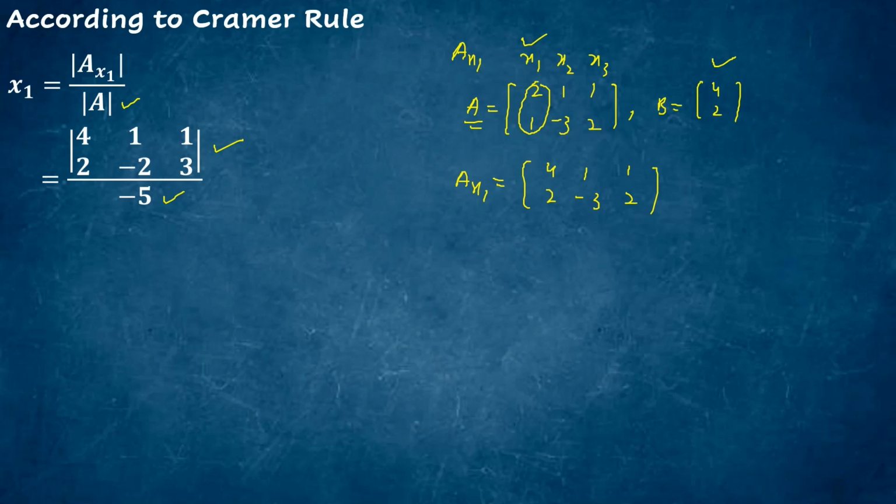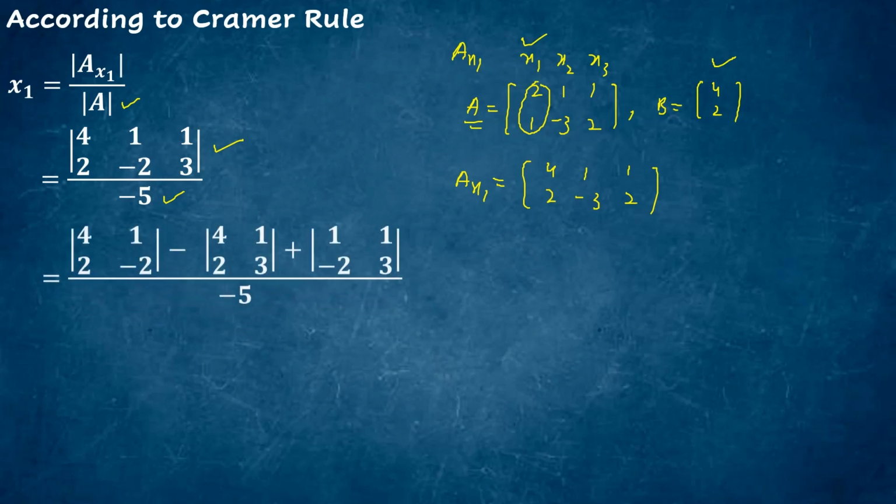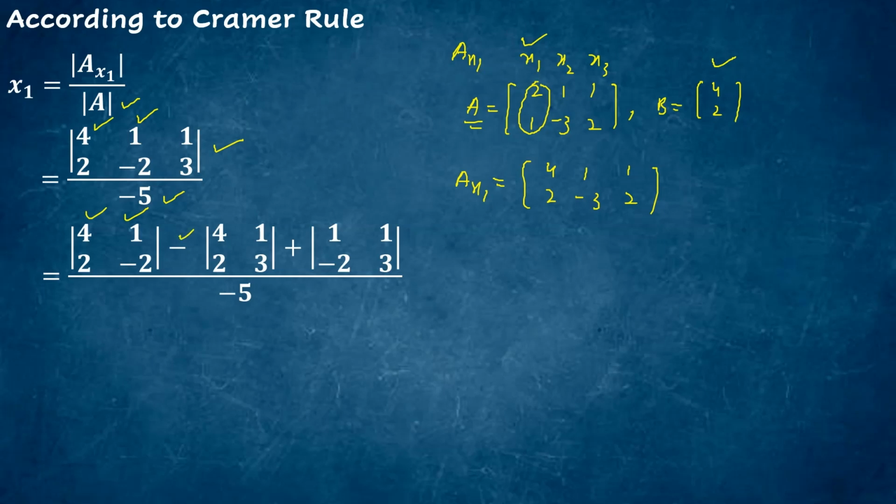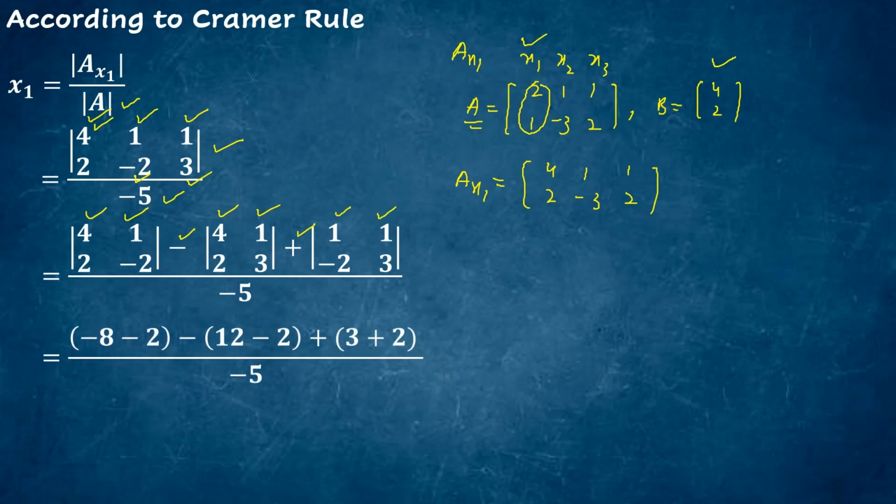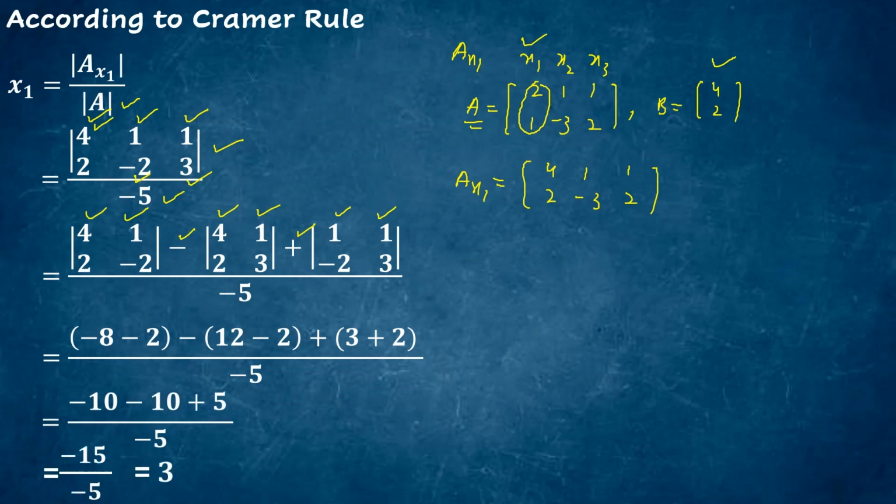We again apply Rodrick's definition for determinants of non-square matrices and solve it as here. Again, the first column is associated with the second column, minus the first column is associated with the third column, plus the second column is associated with the third column. We evaluate these 2 cross 2 determinants and we get the value of x1 to be 3.